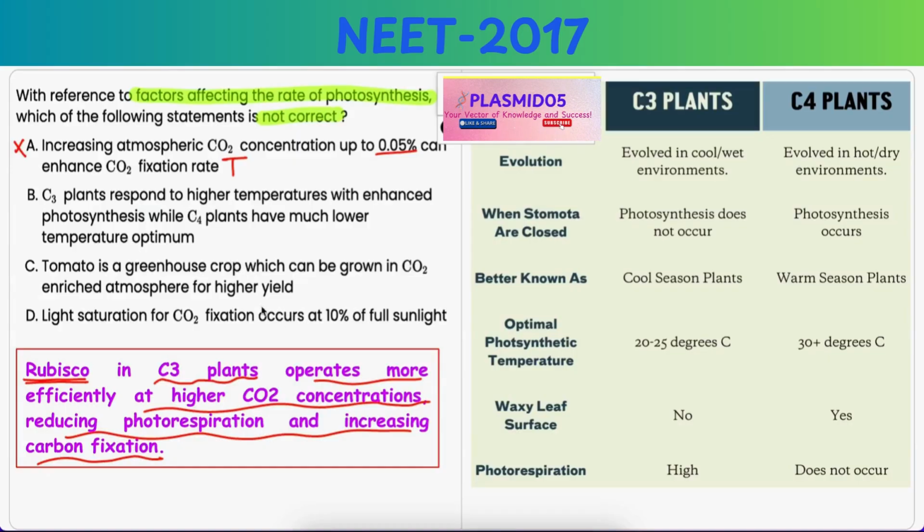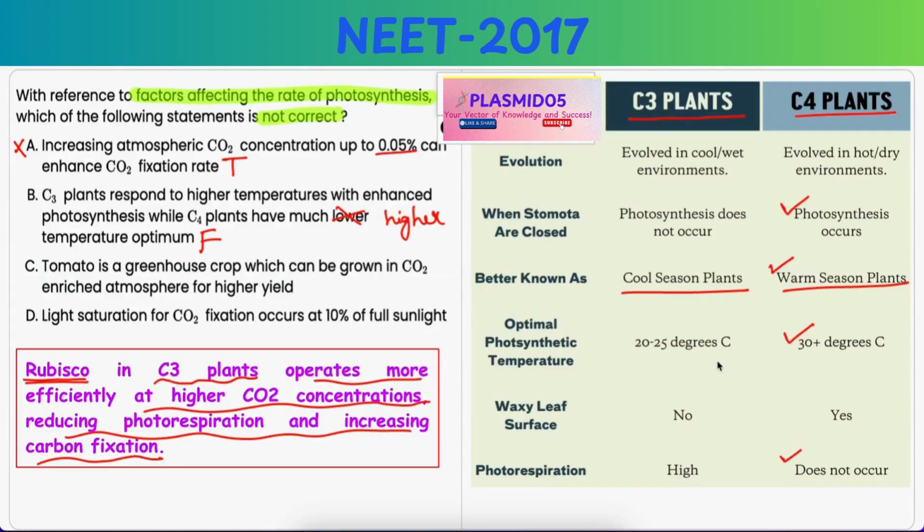Option B, C3 plants respond to higher temperatures with enhanced photosynthesis, while C4 plants have much lower temperature optimum. Now, this is not correct. C3 plants have a lower temperature optimum compared to C4 plants because C4 plants are more adapted to higher temperatures and they show increased or enhanced photosynthesis under such conditions due to their specialized carbon fixation pathway, which minimizes photorespiration.